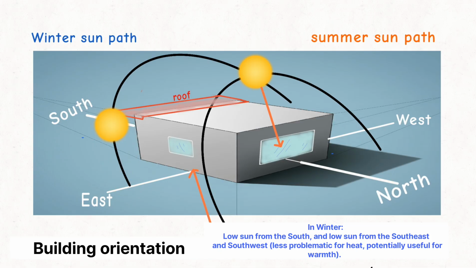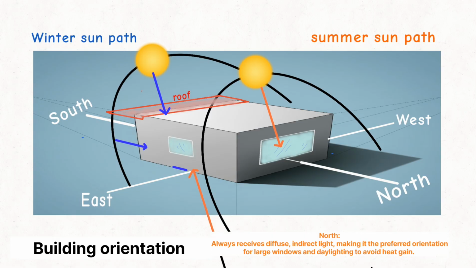Winter sun path: low and southerly arc. In winter, the sun rises significantly south of east. In winter, there is low sun from the south and low sun from the southeast and southwest. This is less problematic for heat, and potentially useful for warmth.